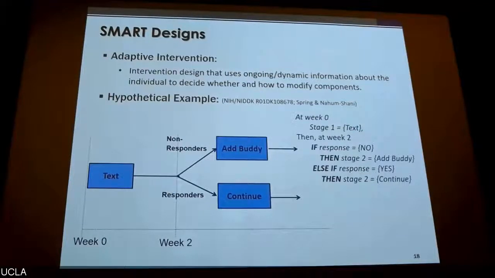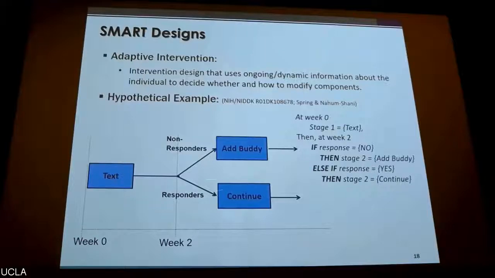Now, the most important thing to keep in mind is that an adaptive intervention is not an experimental design. There are no randomizations in an adaptive intervention. It's a treatment design or an intervention design in the sense that it guides how we should provide treatments. And in adaptive interventions, we provide treatments in a way that uses ongoing dynamic information from the person to decide whether and how to modify our components.